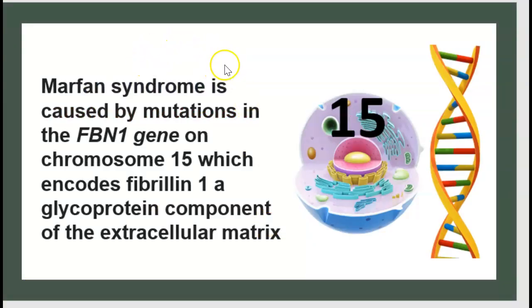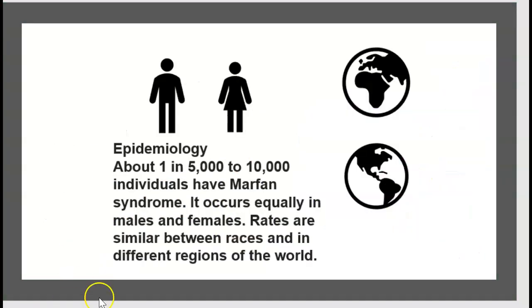What causes Marfan syndrome? Marfan syndrome is caused by a mutation in the FBN1 gene on chromosome 15, which encodes fibrillin 1, a glycoprotein component of the extracellular matrix. From the epidemiology point of view, about 1 in 5,000 to 10,000 individuals have Marfan. It occurs equally in male and female, and rates are similar between races and different regions of the world.